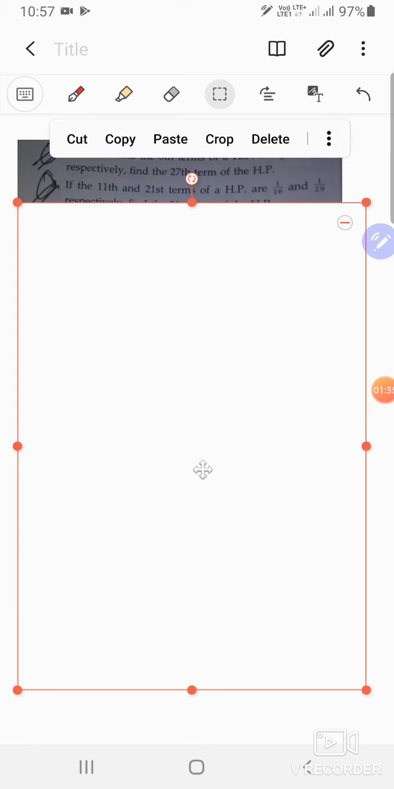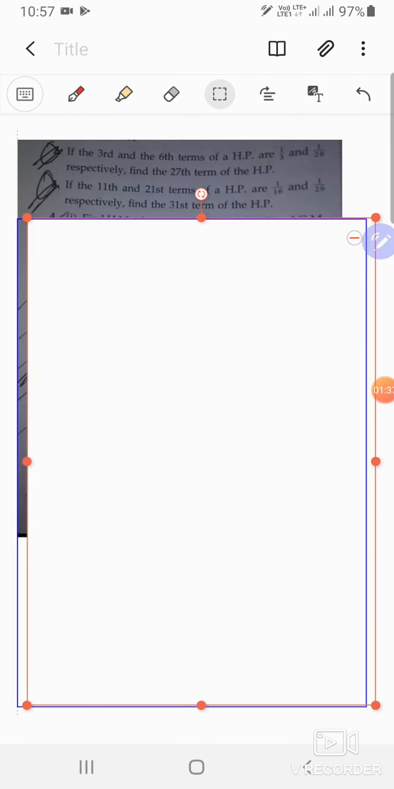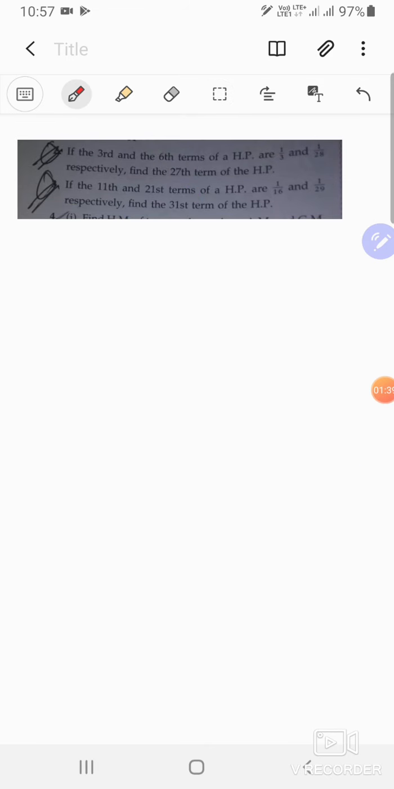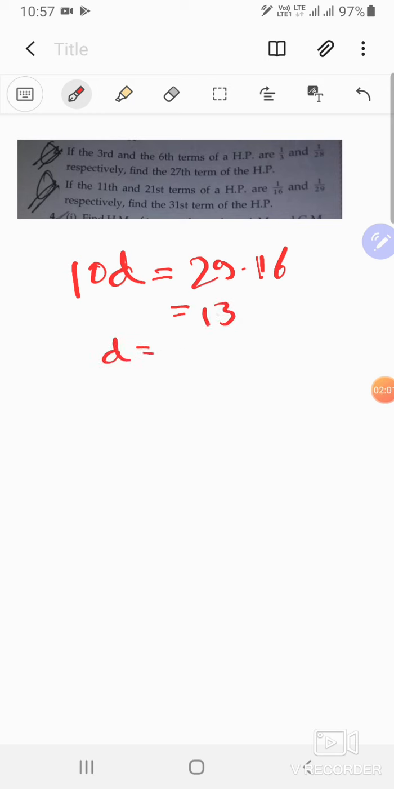Okay, so the next question is, if the 11th and 21st terms of an HP are 1 by 16 and 1 by 29 respectively, find the 31st term of the HP. No problem. So 21 minus 11 is 10, so 10 times the difference is going to be 29 minus 16. That is 13, I guess. So the difference is going to be 1.3.